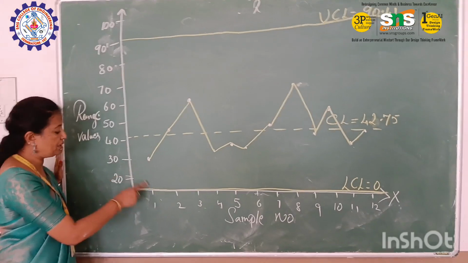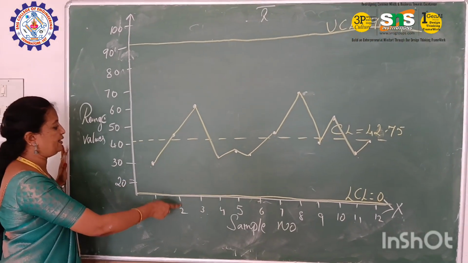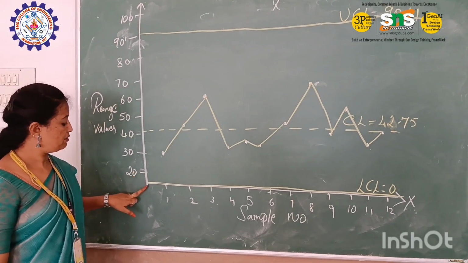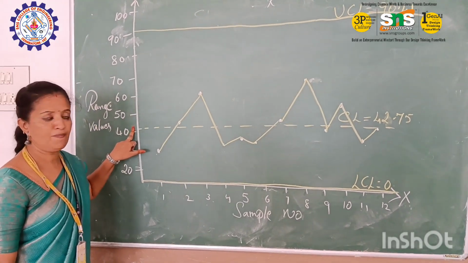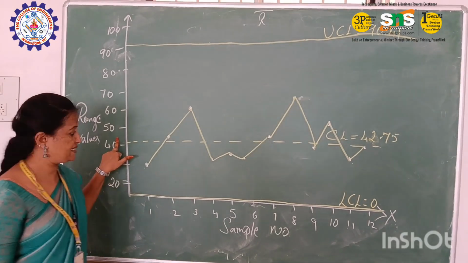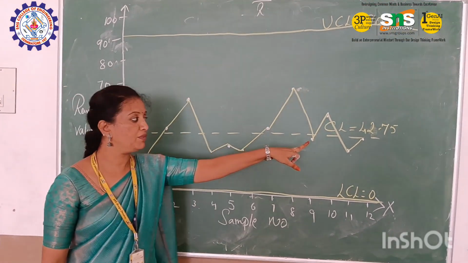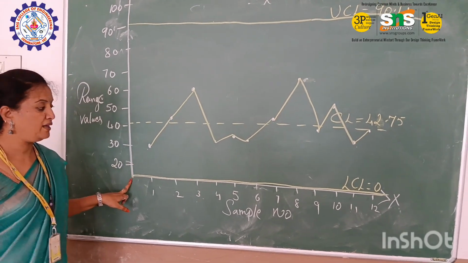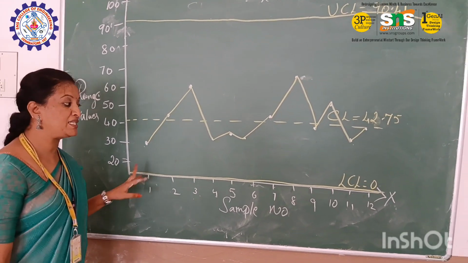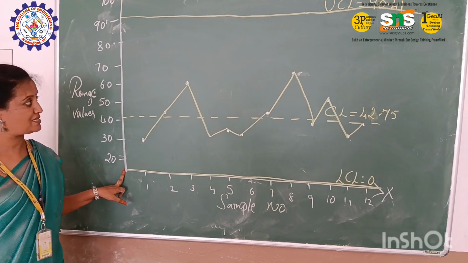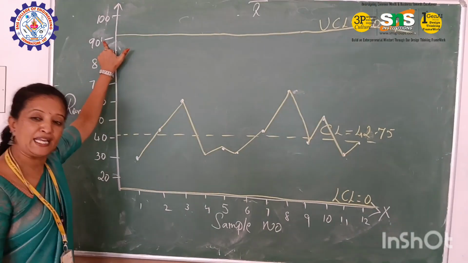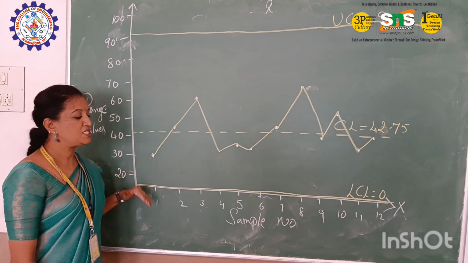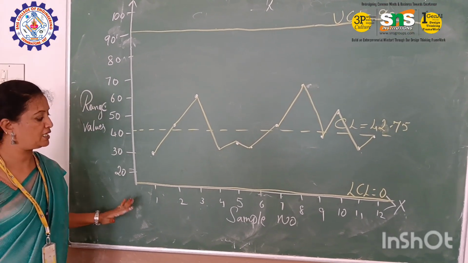For the first sample, the value is 30. For the second, it is 42. So I have plotted all the values. With that, first the central line. The central line is 42.75, so I have drawn the central line, with dotted lines to differentiate. Then the lower control limit. Lower control limit is 0, so I have taken it on the x-axis. And the upper control limit is 90.41, so I have plotted for 90.41. Just for a change I have used different colors.